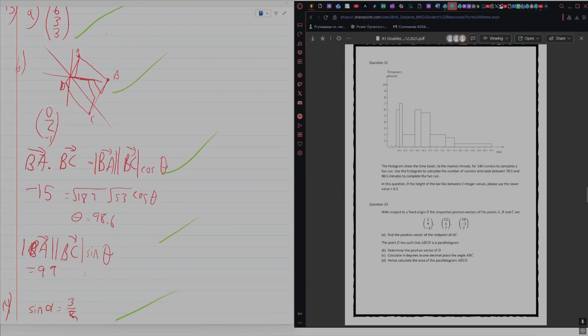And then this is actually a good way, I don't know if we learned this, but this is a good way to find the area of a parallelogram. You just do the two vectors that are next to each other times by sine of the angle between them, which will give you the answer.